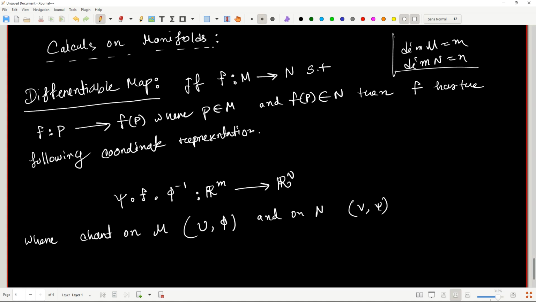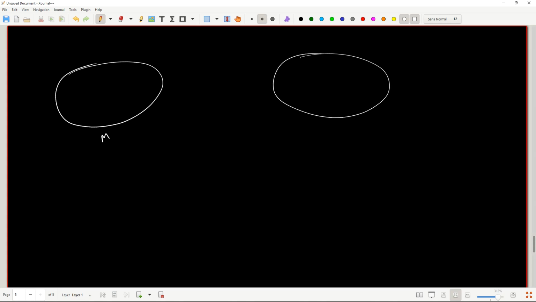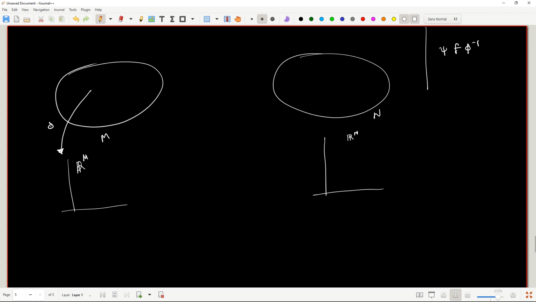Now let's try to see this in a picture. Let's say this is my manifold M, this is my manifold N, this is the n-dimensional Euclidean space, this is the m-dimensional Euclidean space, and we want to see what this map psi f phi inverse does. So we define the chart (U, phi) on M. Phi takes any point from the manifold and maps it to R^m. So what does phi inverse do? It takes a point from R^m and maps it to the manifold. That means if you supply the coordinates, then you know the point on the manifold by using phi inverse.